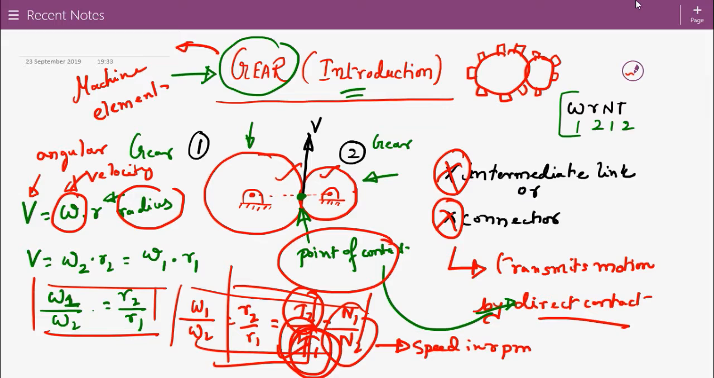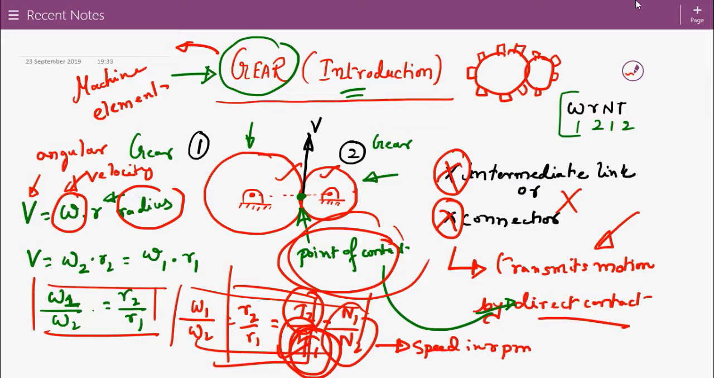So this is all about the basic thing about gear, or you can say the introduction of gear, where we have learned that gear is nothing but that machine element that transmits motion without an intermediate link or connector by a direct contact, that is at the point of contact. Okay, and this is the relation that we will be using to find out the parameters.